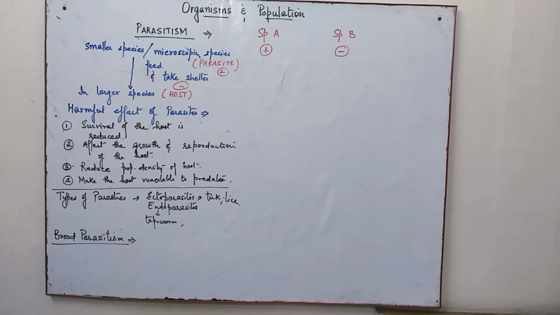For example, the cuckoo lays its egg in the nest of the crow. And here, the crow will continue to incubate the eggs of the cuckoo. So this is an example of brood parasitism. And over here, parasitism has evolved, and it is found in various organisms and populations.